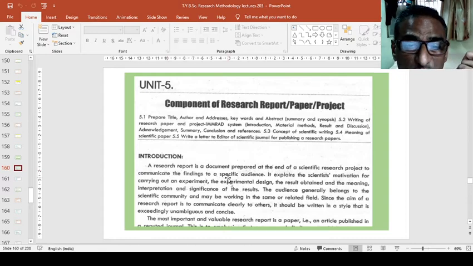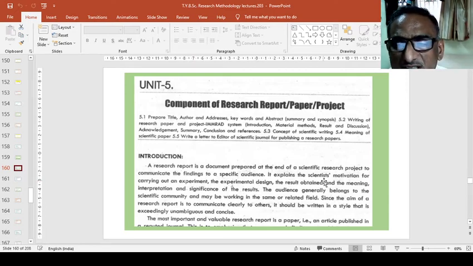A research paper is a document prepared at the end of a scientific research project to communicate the findings to a specific audience. It explains the scientist's motivation for carrying out an experiment, the experimental design, the results obtained and the meaning, interpretation and significance of the results. The audience generally belongs to the scientific community and may be working in the same or a related field. Since the aim of the research report is to communicate clearly to others, it should be written in a style that is exceedingly unambiguous and concise.